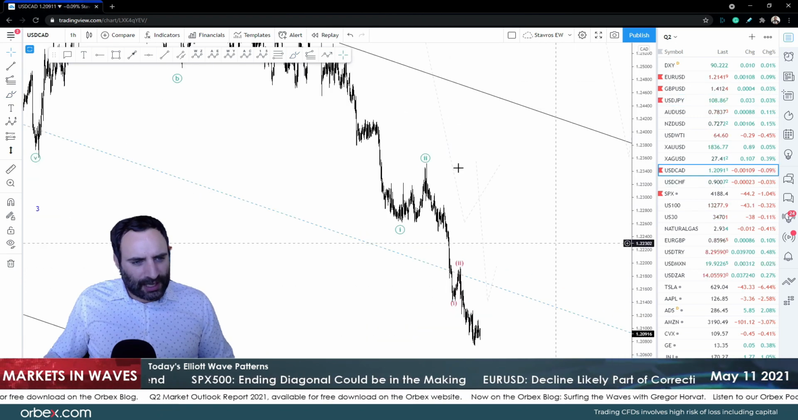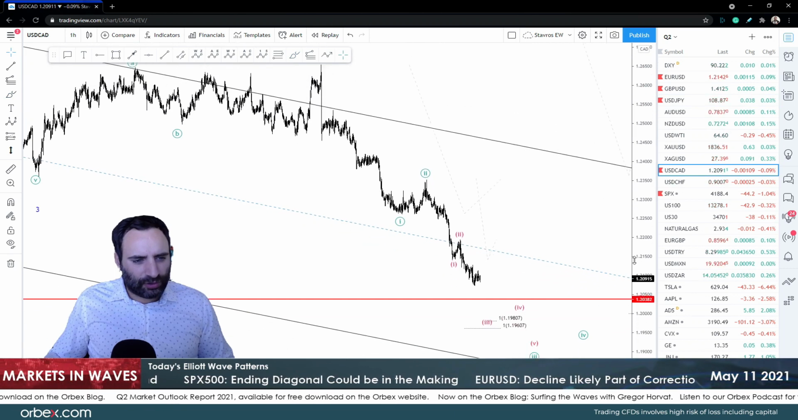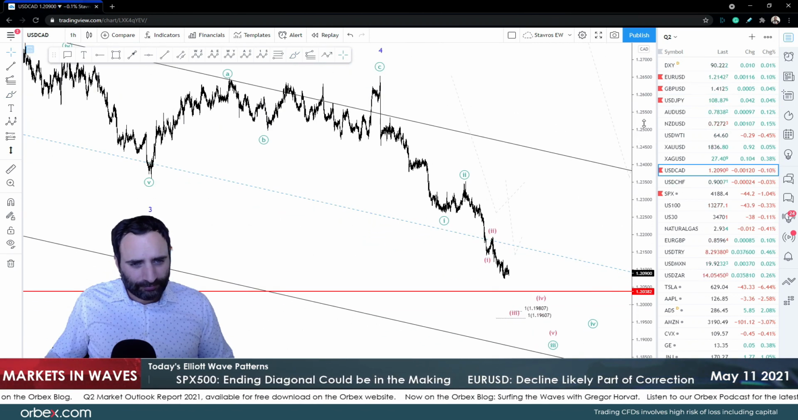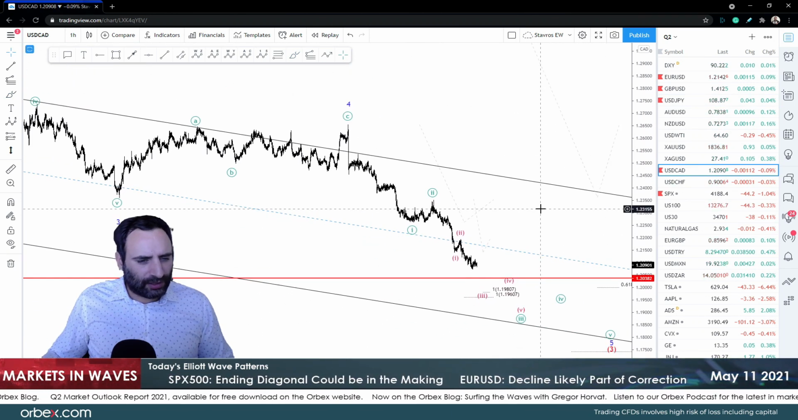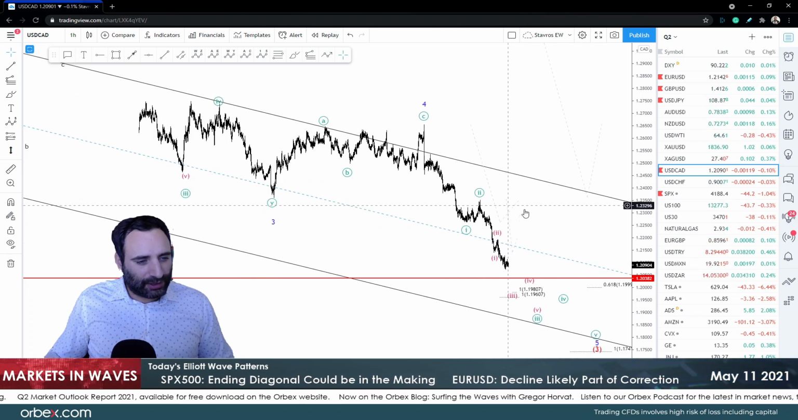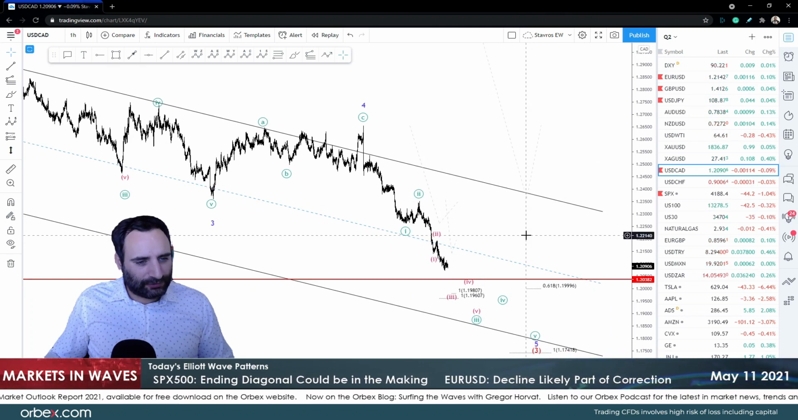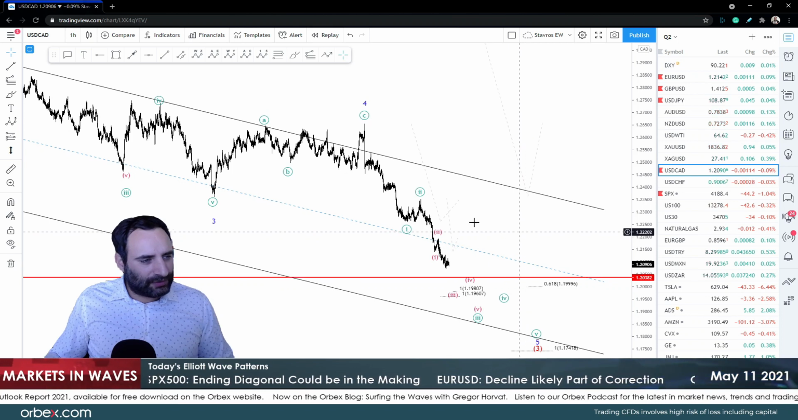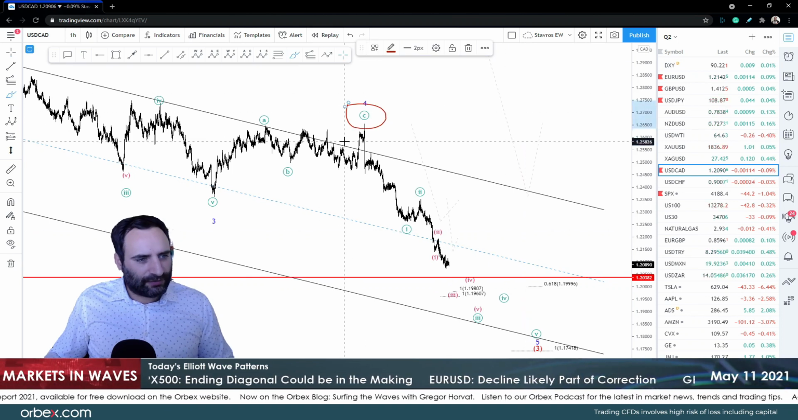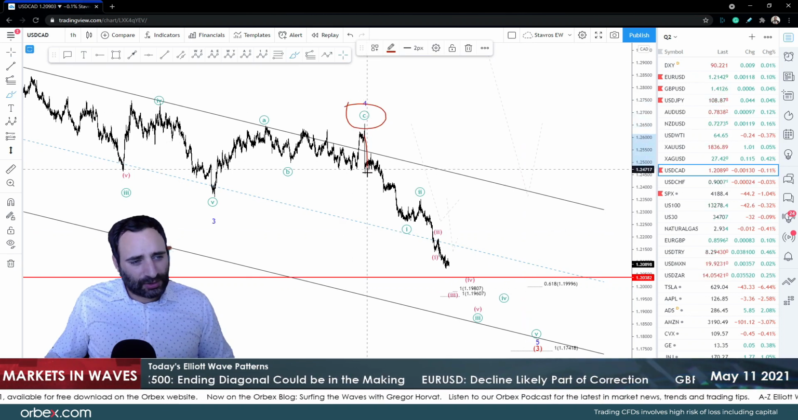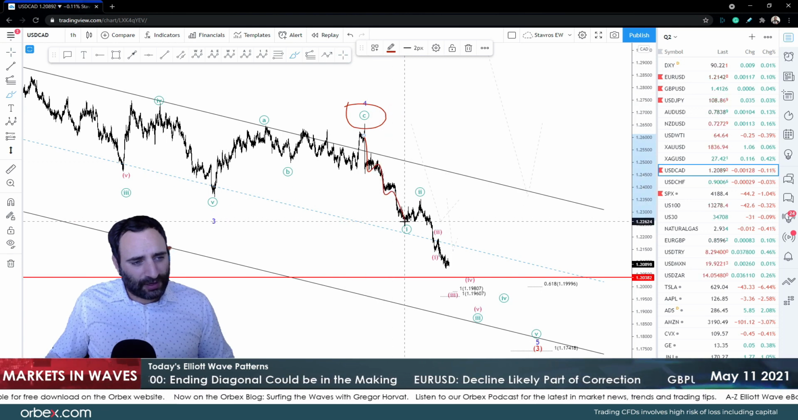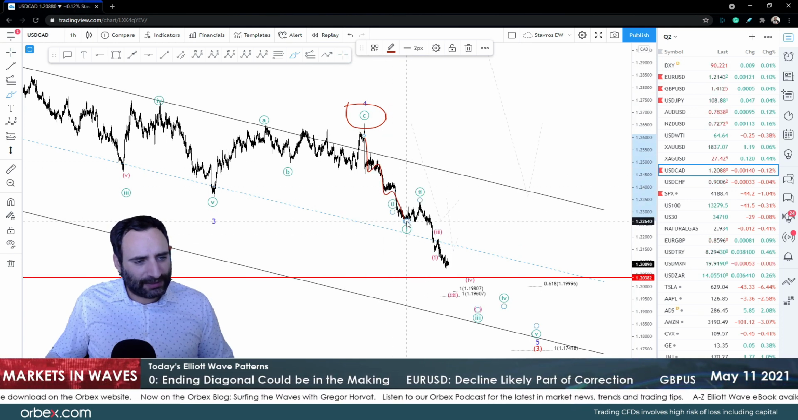Dollar against CAD, we've been tracking this for a while. Everybody was calling for a bullish reversal. I was calling for a bearish continuation. We've now got this, especially after wave 4 was in, and we called it. Looks like to me that's 1, 2, 3, 4, and 5. Waves 3 and 5 seem to be identical.